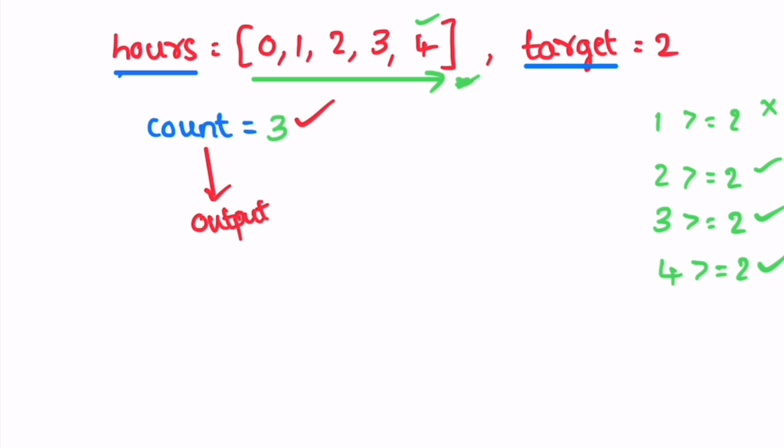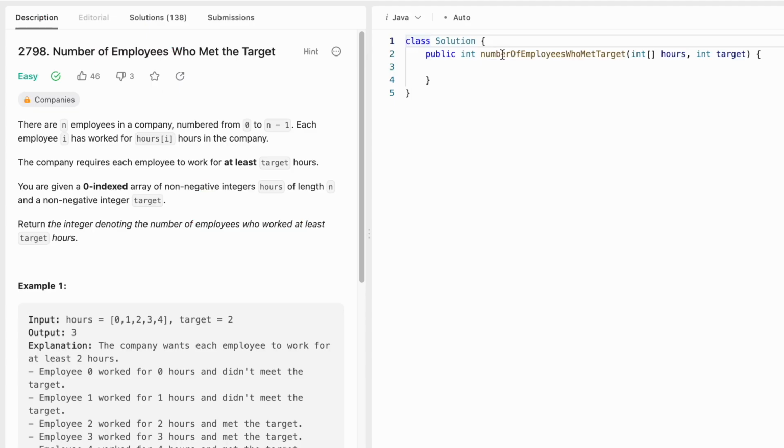Now let's implement these steps in a Java program. Coming to the function given to us, this is the function name and this is the return type, which is an integer representing the number of employees who met the target. We are given the inputs, hours array and an integer target. Let's start off by declaring the return type, that is int. It is going to be the number of employees, so I'm going to count them. Name a variable as count, which is initially 0. And finally we are going to return this count.